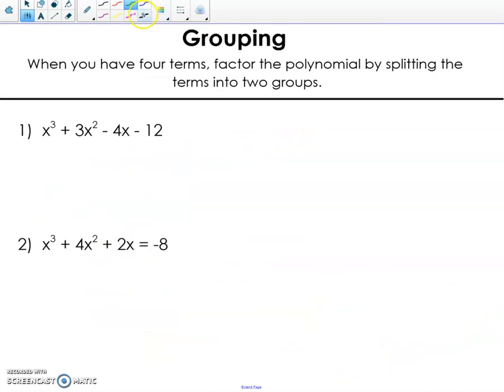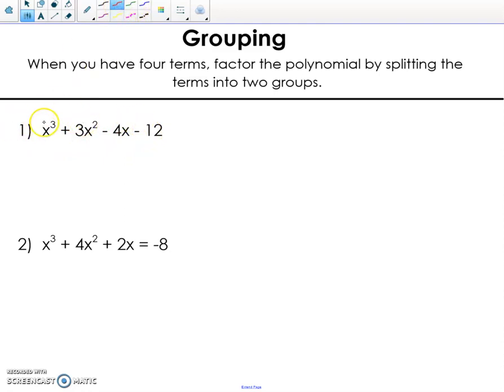The second method we're going to look at is grouping. When you have 4 terms, you want to factor the polynomial by splitting the terms into 2 groups. We pretty much did that in the last example where we created 4 terms, but here we're going to start out with 4 terms. When you see any type of polynomial to factor, the first thing you should always look for is a GCF. That goes for when we were factoring quadratics. Anytime we factor, look for that GCF first. If you see 4 terms, we should use grouping.